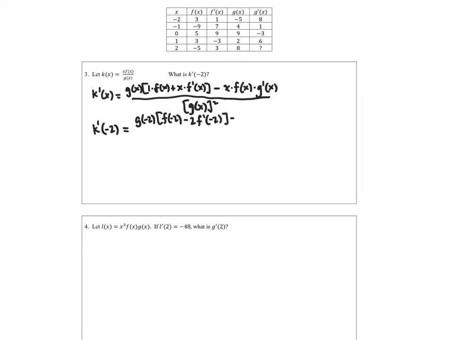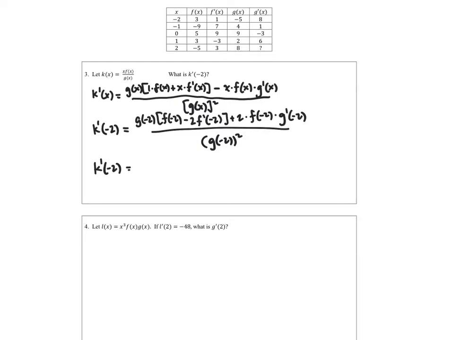Okay, and then subtract. Now we're going to plug in -2, so I'm going to make that minus -2 times f at -2, g prime at -2, all over g of -2 quantity squared. Okay, so I'm going to try to keep this straight. You could pause the video and see if you can do the algebra right, or see if I do it wrong.